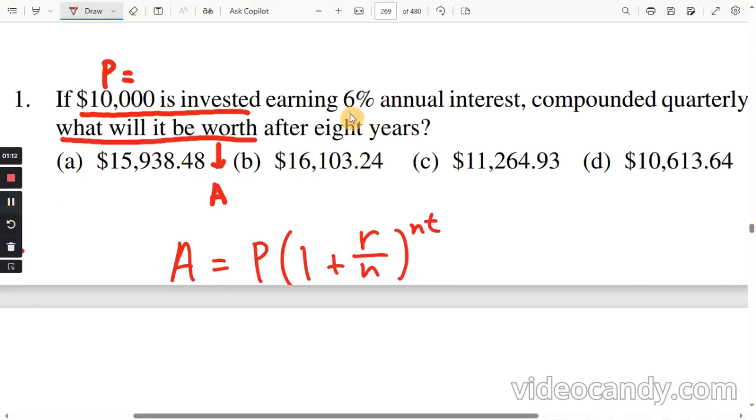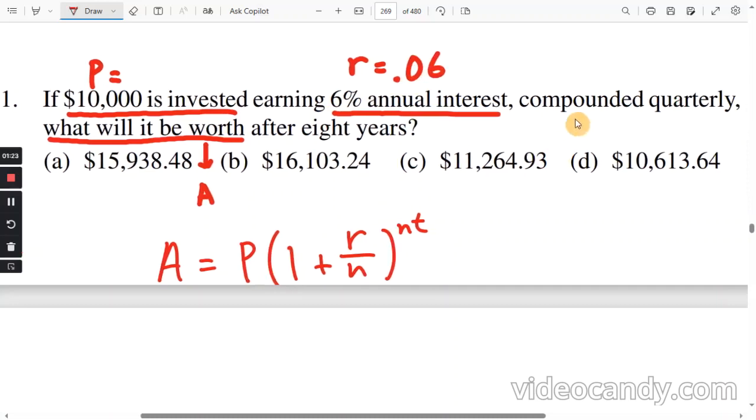All right, 6% annual interest is your interest rate, but you need to convert it to a decimal. So if you move the decimal 2 places to the left, that's 0.06. And compounded quarterly, well, if the interest rate is annual and it's compounded quarterly, how many times is that compounded per year? Well, that's 4. There's 4 quarters in a year, so N equals 4. And finally, the time T equals 8 years.